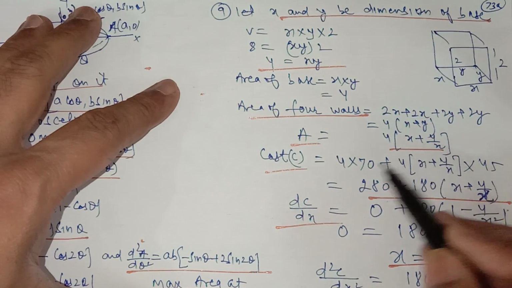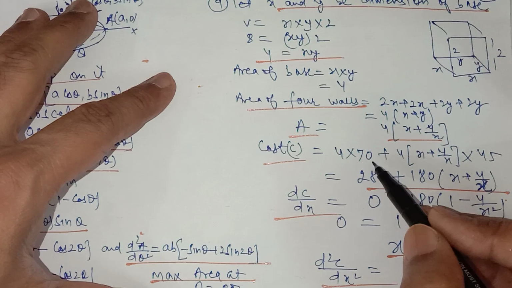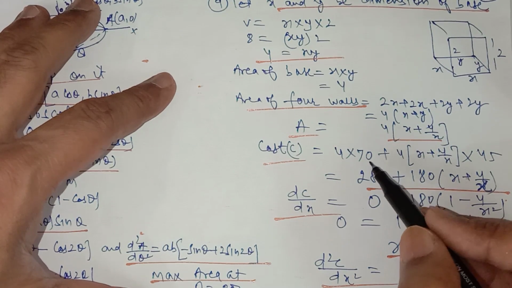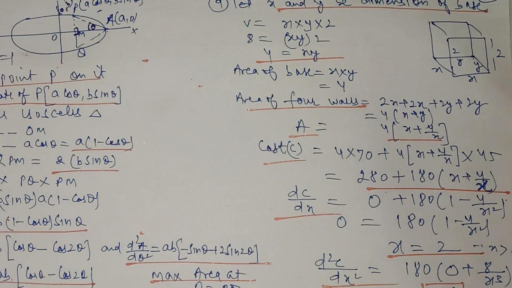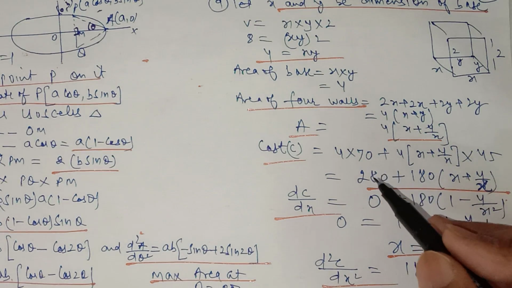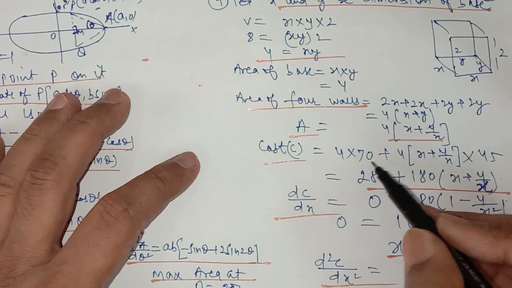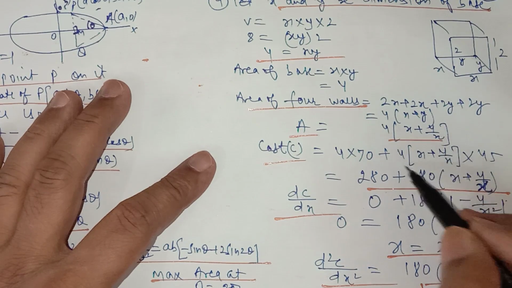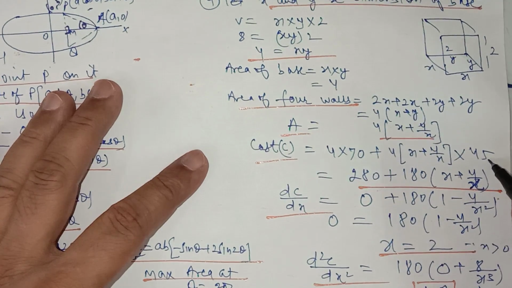Now to find the cost as minimum, the cost is given as 70 rupees to prepare the base and 45 rupees to prepare the walls. Now the area of the base is x into y, which is 4, so 4 into 70, plus this is the area of the walls, and the cost of making it is 45 per unit, that is 45.